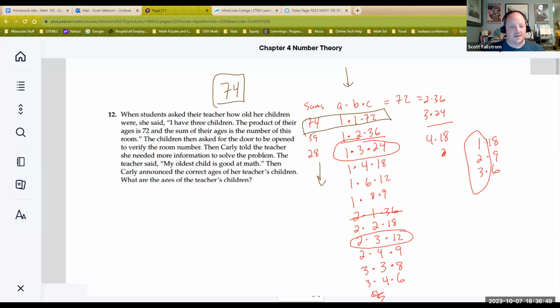They would know. So the only time that Carly's going to say, I need more information, is if maybe when you make this list of sums, there are two sums that end up being the same. And then that's when the teacher said, aha, next bit of information, right? And that clue says my oldest child is good at math. And that is a big clue. That means she must have had an oldest child, right? So that's kind of the piece that you might have there.